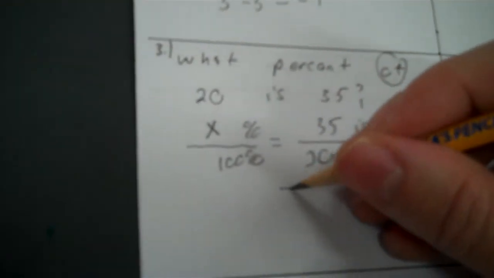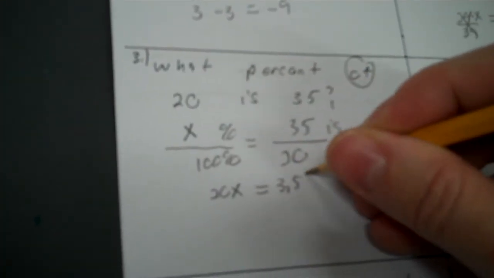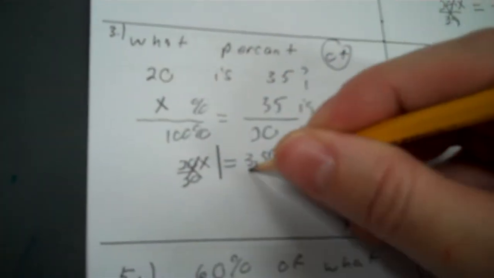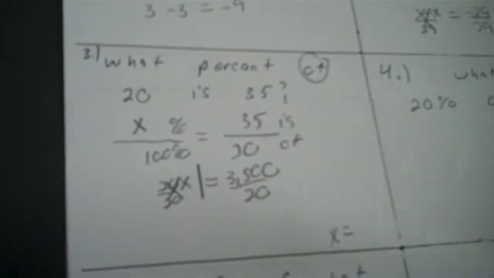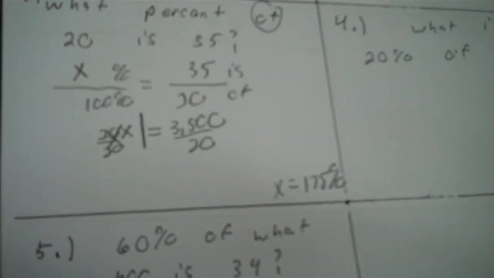Okay, and it's pretty easy. You take x times 20, that's just 20x, and then 100 times 35 is 3,500. Now the only thing that happens to x is it's times 20, so we divide by 20. So 3,500 divided by 20 is 175. Now since the x is with the percent, we want to label it with a percent symbol.